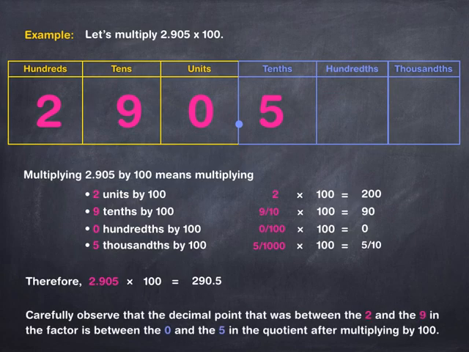Carefully observe that the decimal point that was between the 2 and the 9 in the factor is between the 0 and the 5 in the quotient after multiplying by 100.